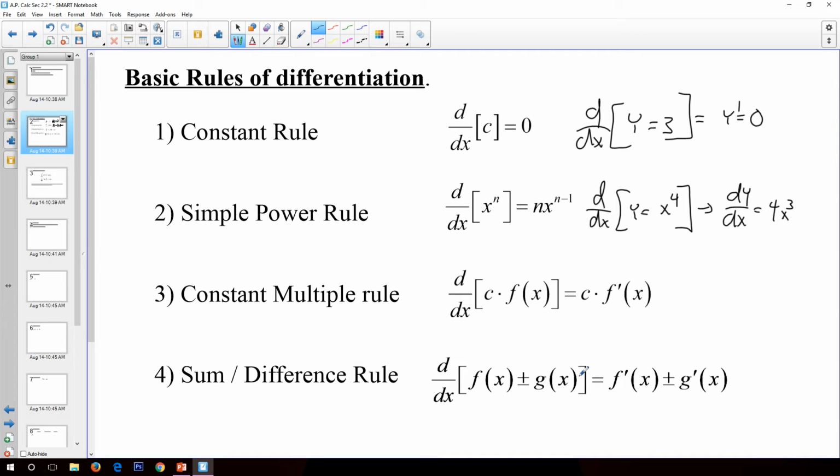And then the sum and difference rule basically says if you add or subtract two different terms and you take the derivative of the whole thing, it's just the sum or the difference of the derivative of the first function plus or minus the derivative of the second function. And we're going to see that quite a bit.